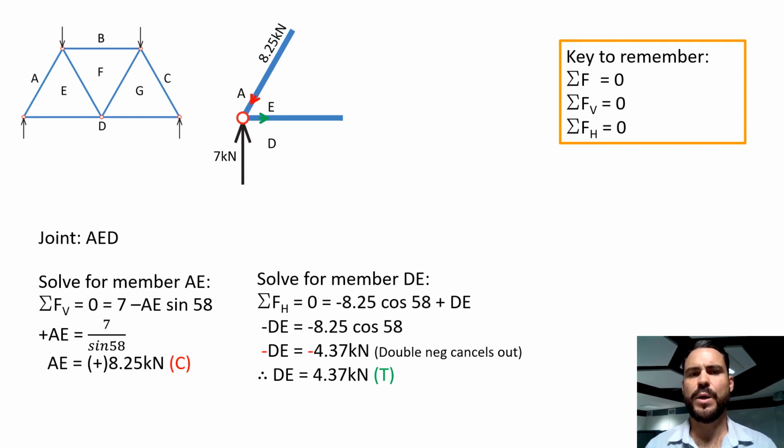It's a positive value, and that validates that our tension prediction was correct. So if you end up with a negative value, that will just tell you that your prediction was incorrect. If you end up with a positive value, that tells you that your prediction was correct. So there's our 4.37 kilonewtons pulling in tension away from our joint.